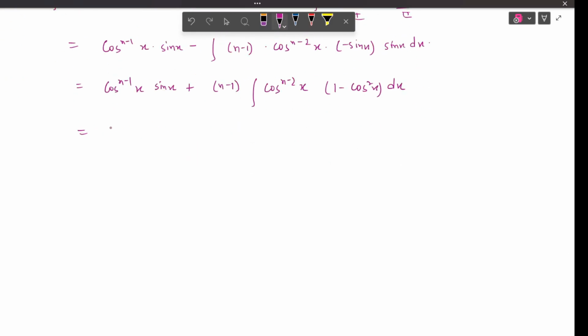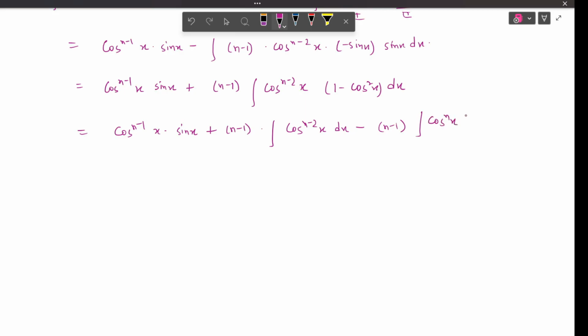Okay. Now it will be cos to the power n minus 1x into sin x plus n minus 1 into integration. If we break this, it will be cos to the power n minus 2x dx minus cos to the power n minus 2x into cos square x, that will be cos to the power nx, and outside we have n minus 1.